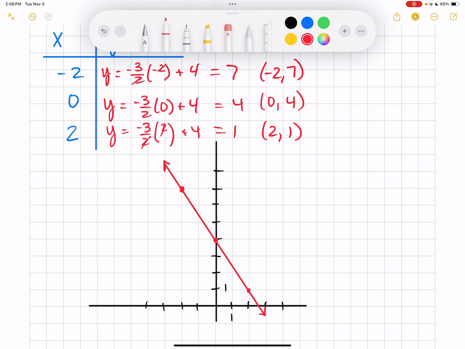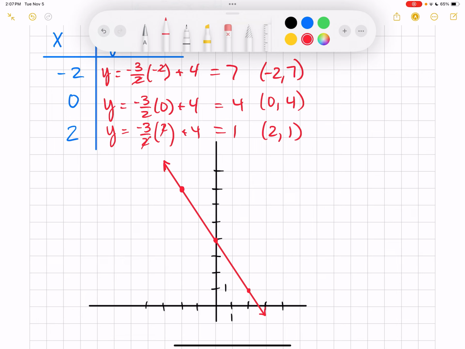If you did something different, that's fine, but your graph should still basically look the same. When I plug in -2, the 2 and -2 will reduce. That gives me -3 times -1, which is +3. Plus 4 is 7, so I had a point at -2, 7. Plugging in 0, -3/2 times 0 is just 0 plus 4, so the point is at 0, 4. And then at 2, the 2's cancel, so -3 times 1 is just -3, plus 4 is 1. So at 2, 1. And then I plotted the points, and that's what it should look like.